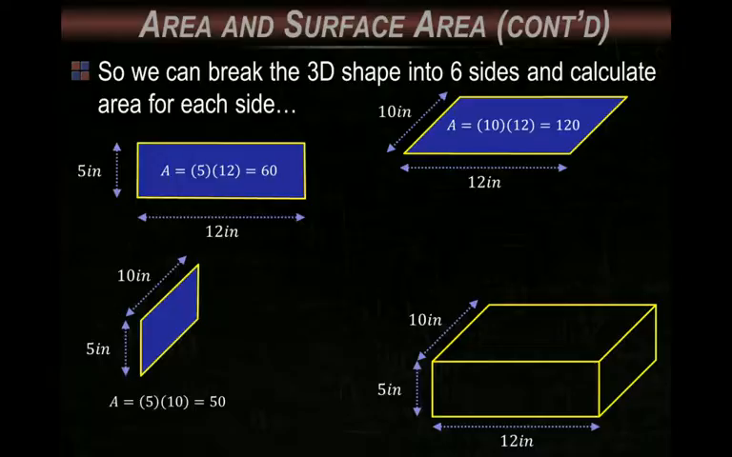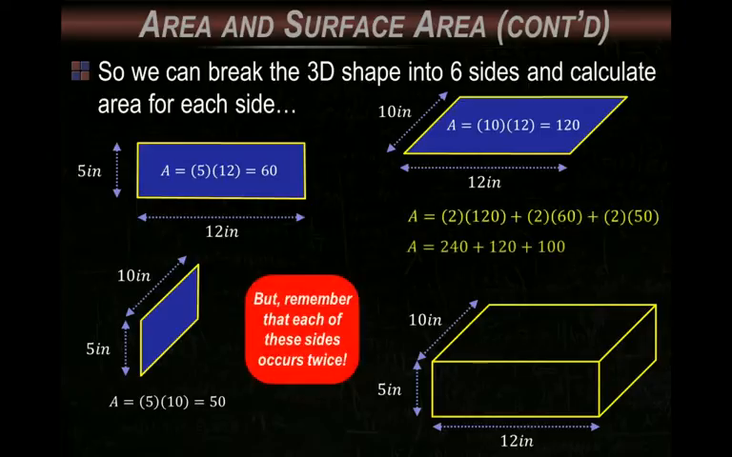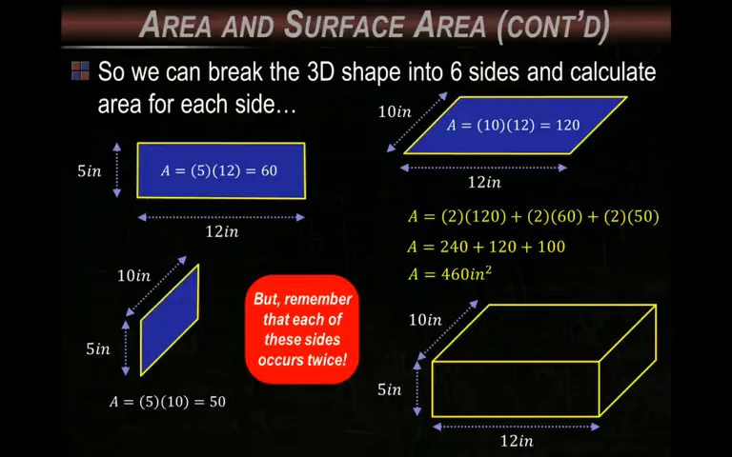But remember, this side appears twice. It appears here and over on the opposite side. And all of these appear twice. So really, I could just add them all up and multiply by 2: 2 times 120, 2 times 60, 2 times 50. And then I get 240, 120, 100, and add all those up together, and I get the number 460. So the surface area of this 3D shape is that calculation.